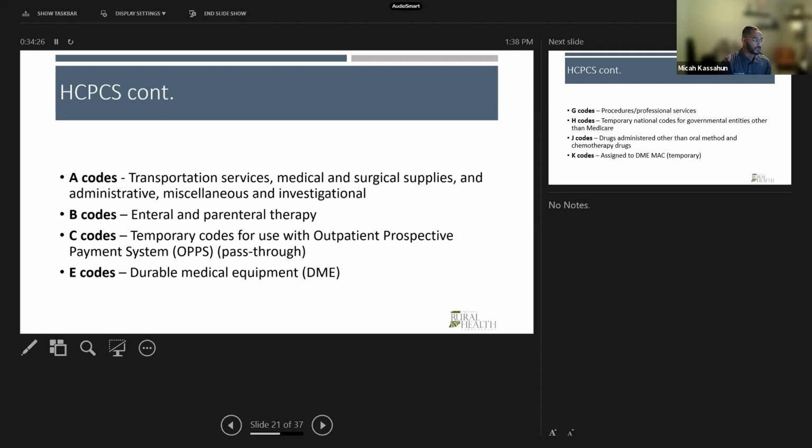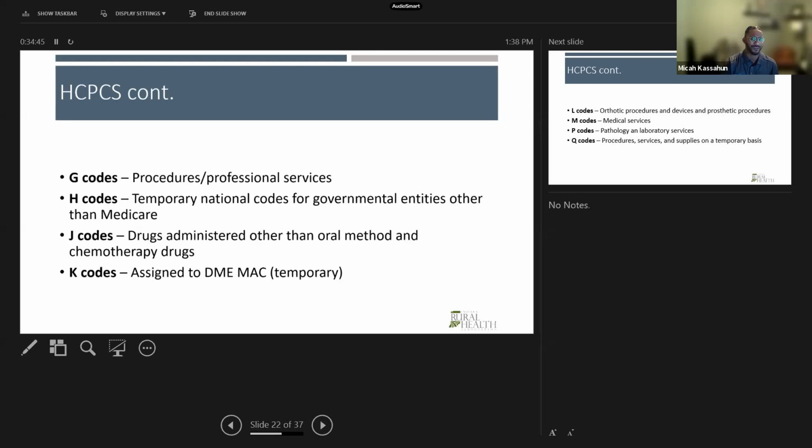So we have A codes for transportation services, medical and surgical supplies, B codes for enteral and parenteral therapy, C codes, temporary codes. We have OPPS, E codes, and this is specifically for durable medical equipment. And so I'm not going to go through all of these specifically, but if you were to look up, hey, what are all of the letter codes for HCPCS online? They're readily available.